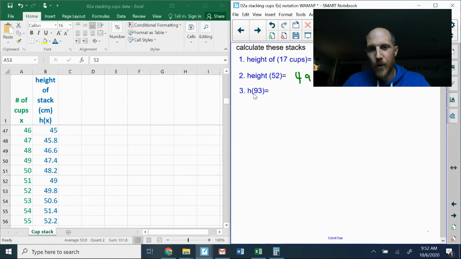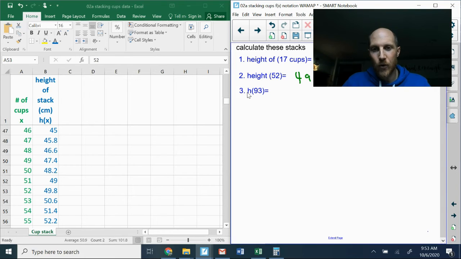And keep abbreviating. That's so long to write: height of 17 cups. So I put the 17 cups in parentheses, by the way, because that's a group. And we learned about groups the other day. So parentheses are a way to group numbers together. So the 17 cups go together and make a group, right? That's what a stack is. It's a group of cups.